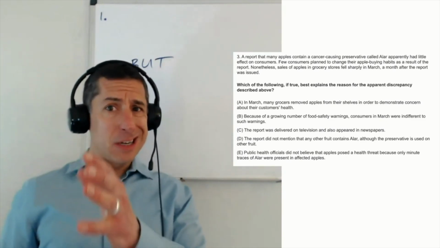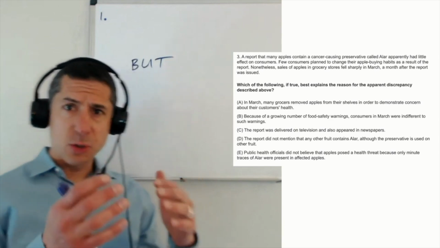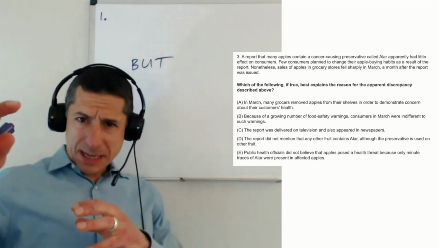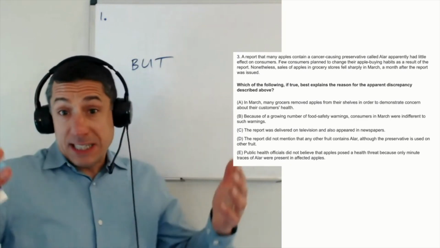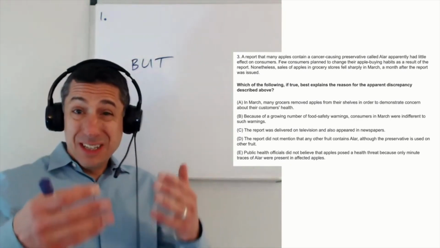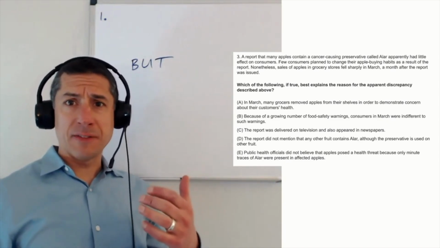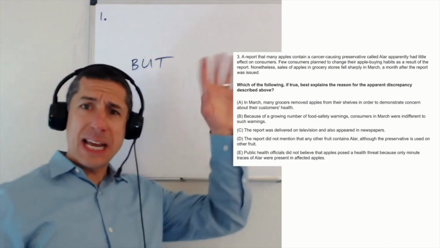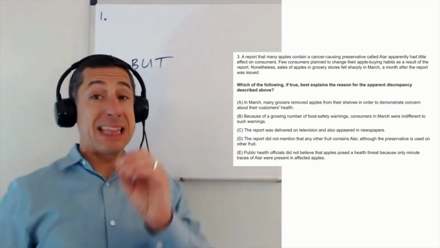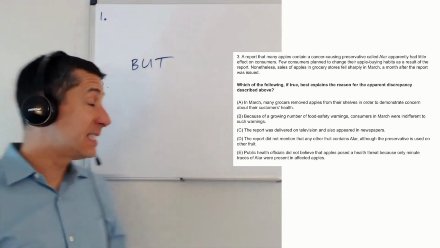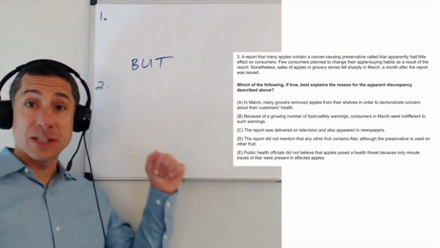Often on these paradox or discrepancy questions, they'll use those two words somewhat interchangeably. It's really easy to get distracted by something. For example, that first sentence sounds like a conclusion. "A report that many apples contain a cancer-causing preservative called alar apparently had little effect on consumers." And you can start heading down all sorts of roads with it. But think about what the question's going after. We're trying to find the discrepancy. Your job here is to think structurally and ask, what exactly is that discrepancy?